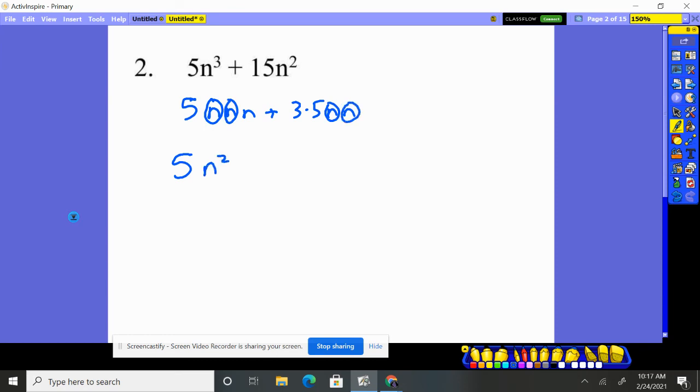That's going to be n squared. And so we factored the 5 out and the 5 out. What was left behind? An n plus 3. And that's what we would get.